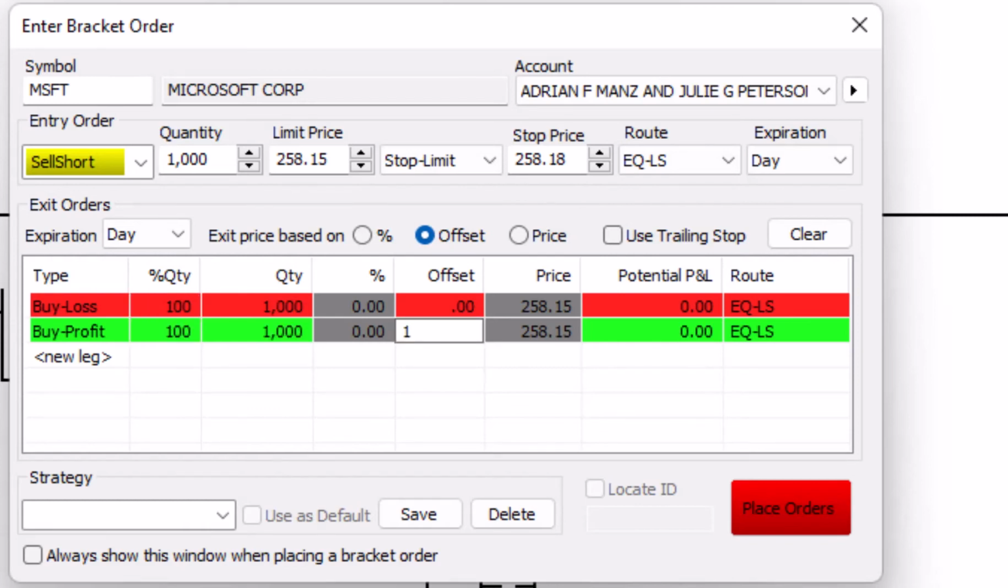My profit offset is about $1, and based on where Microsoft closed yesterday, I'm using about a 50-cent offset for a stop. So once you're happy with all the levels you've put in, you can just press place order and let your machine take care of business for you.